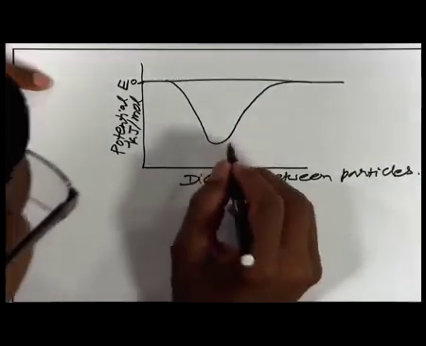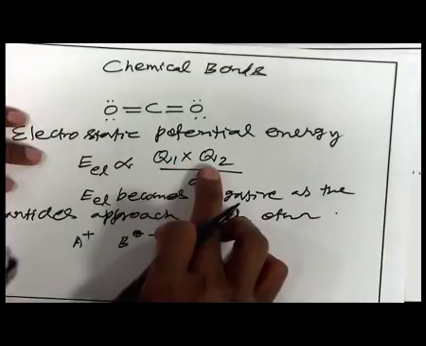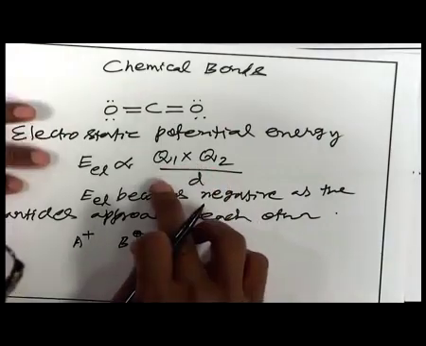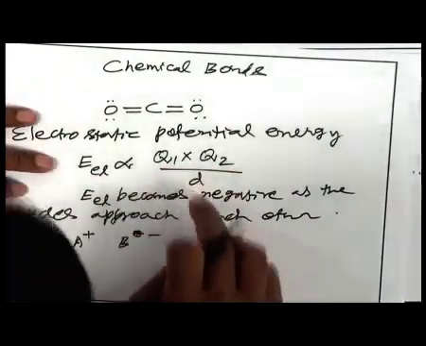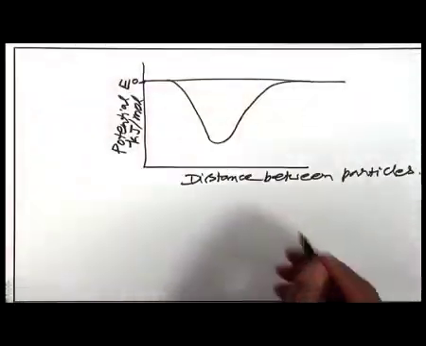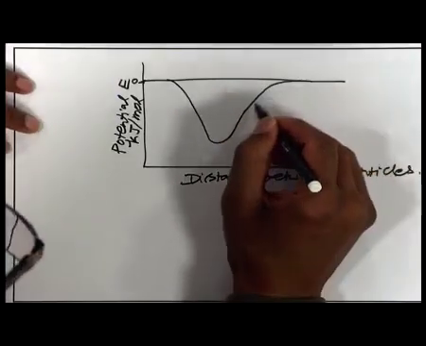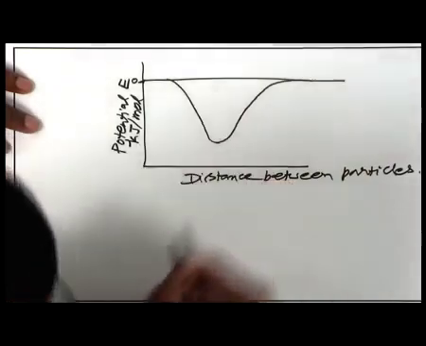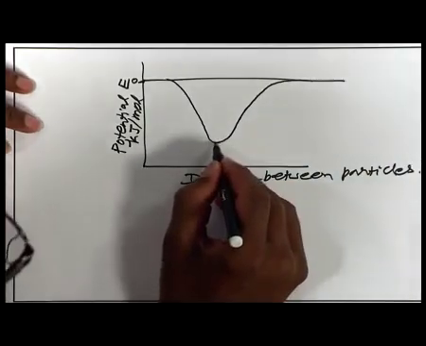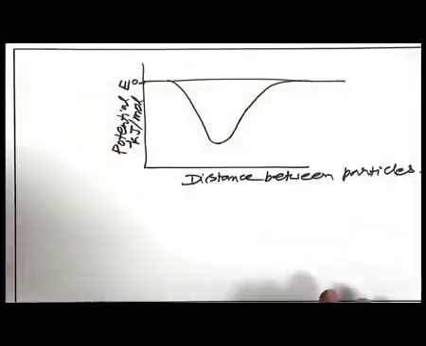Okay. So, as I explained before, it is a product of charges. Energy is directly proportional to the product of charges and inversely proportional to the distance. So, as particles approach each other, the energy of the system decreases and reaches a minimum here. After that, energy increases again. What is the reason? That is what you have to include.